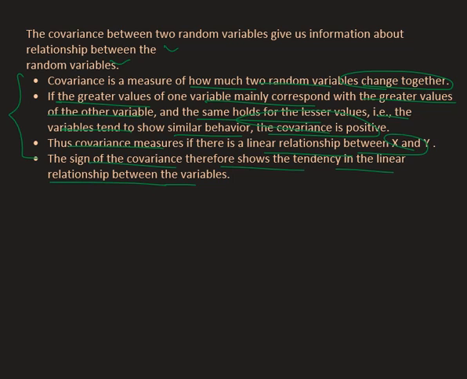Okay, now if x and y are independent, this implies that covariance of xy is equal to 0, but the opposite is not true. Covariance of xy equal to 0 does not imply independence, it only tells that they are uncorrelated.